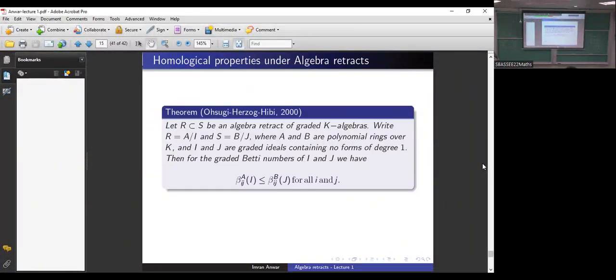And this is a theorem from that particular paper. There was a general method: one can construct an algebra retract by using the trivial extension. These results are really important in this context.